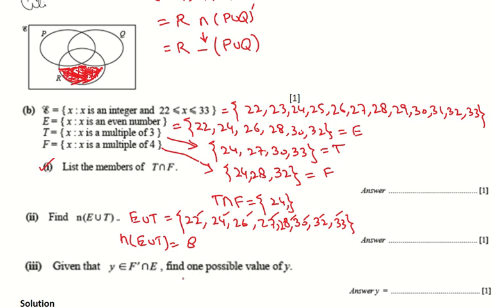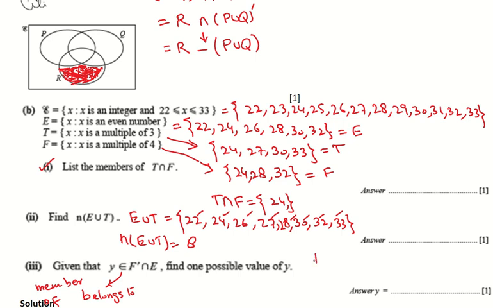Now this symbol is known as belongs to. Read it as belongs to, or member of. Y is a member of F complement intersection E. Find one possible value of Y.